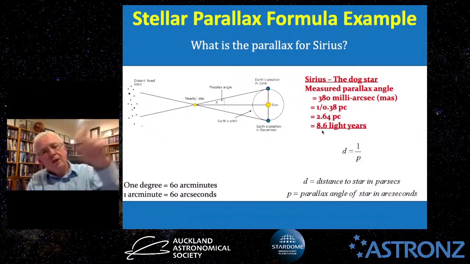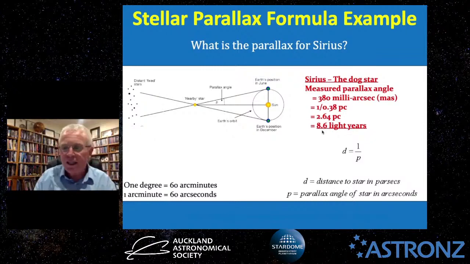So next time you're looking up at the sky and you point out Sirius to someone, say, hey, that's 8.6 light years away. And they go, really? Oh, really? That's interesting. How do you tell? And then you can tell them all about parallax.